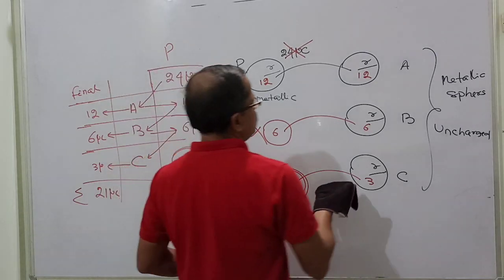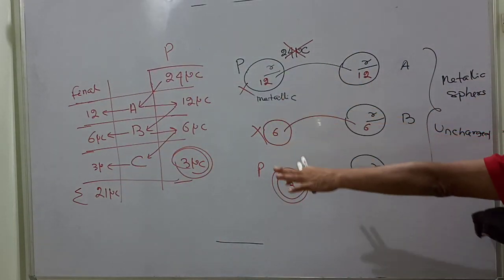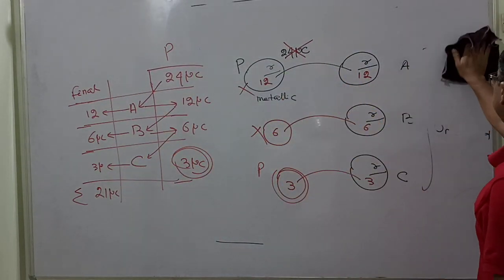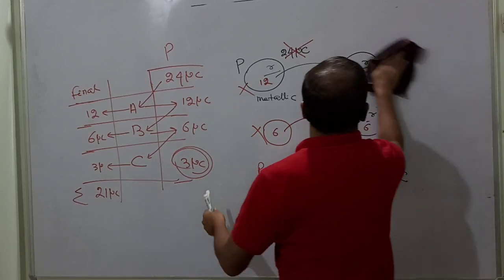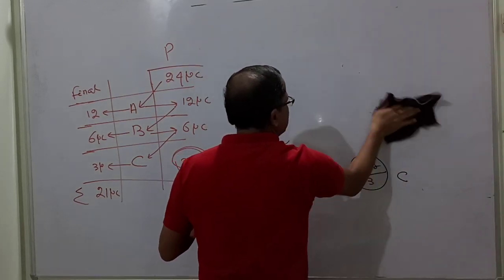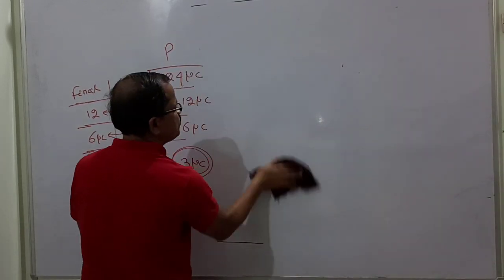Now come to question number 3. Please remember all the metallic spheres and radius are the same. That's why it is happening like this. Now come to question number 3. So they are very interesting problems.